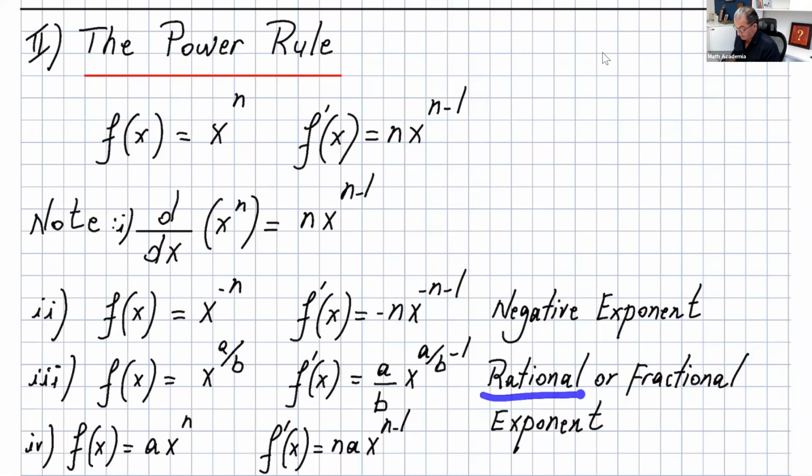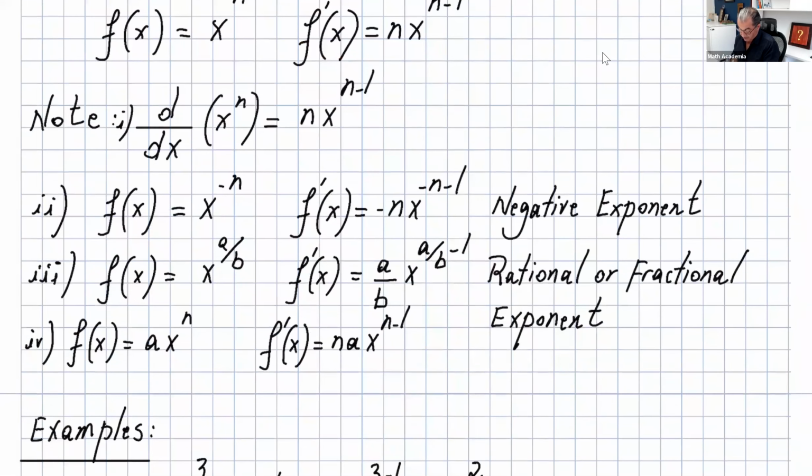Sometimes you can have a rational or fractional exponent, but this doesn't change. If f of x is x to the power of a over b, use the same rule. F prime of x is going to be a over b times x to the power of a over b minus 1. If you have a constant in front of your term, ax to the power of n, then f prime of x is going to be n times ax to the power of n minus 1.